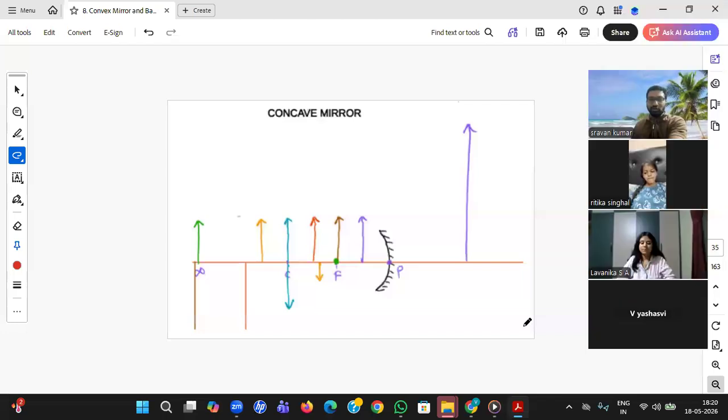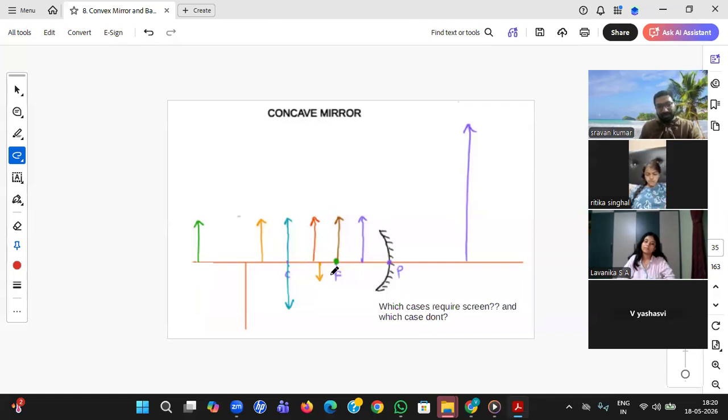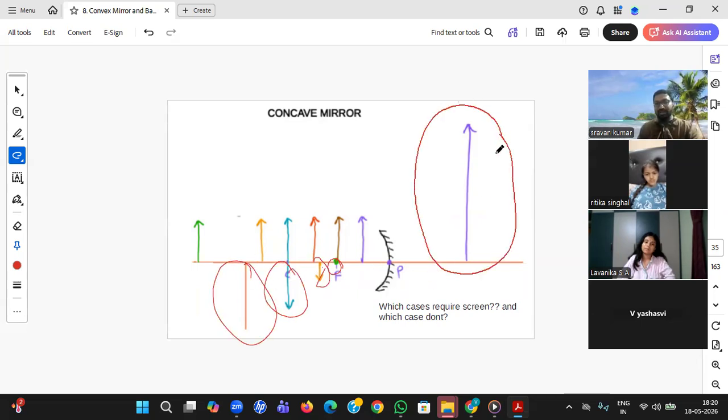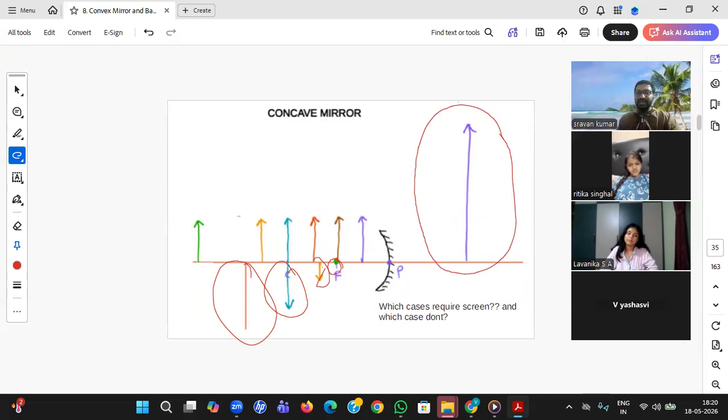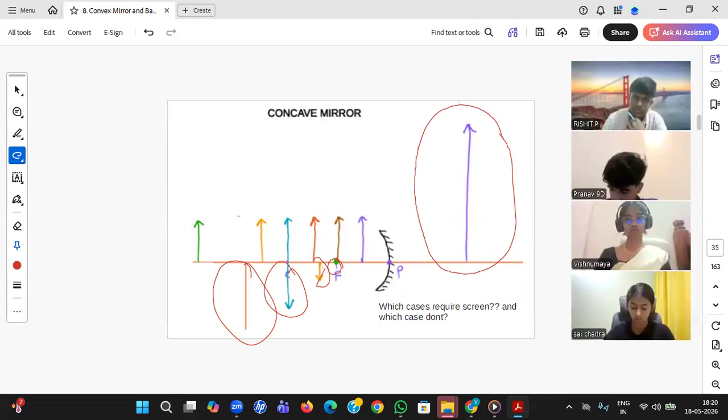Okay, now the story comes. Now you see, students, this is a mirror. All the images are forming in front of the mirror, and one image is forming behind the mirror. Now, in which case can we directly see the images with our naked eye? Which case requires some special feature? You see, in front of the mirror the image is formed. Can we see it with our naked eye?